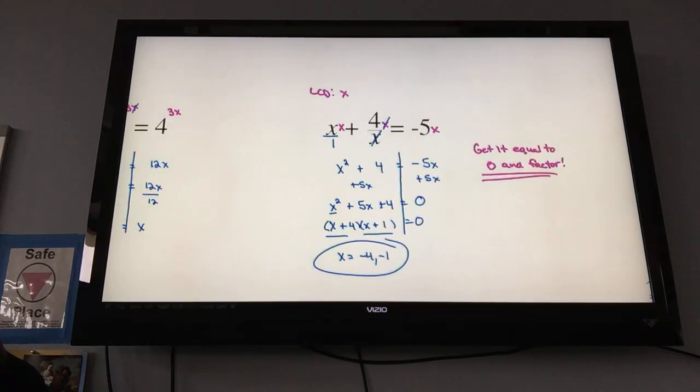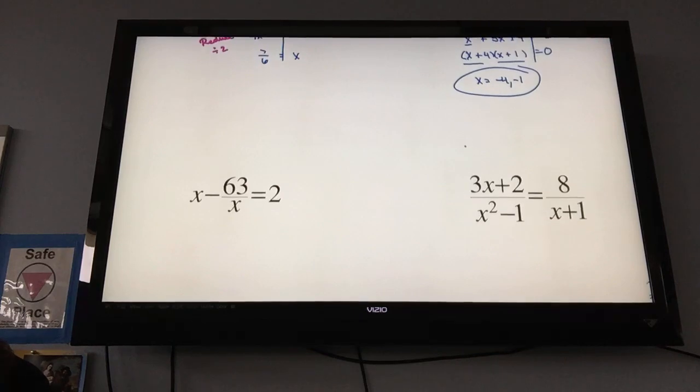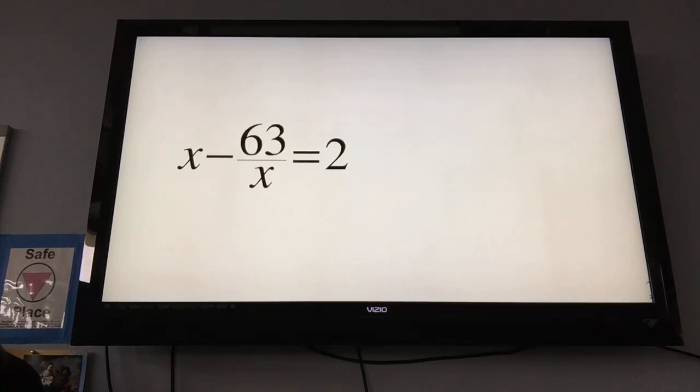Okay, I want to do another one like that. The next one is similar, just one little change, a sign change. My LCD once again is x because it's the only denominator in the question. So x and x and x.